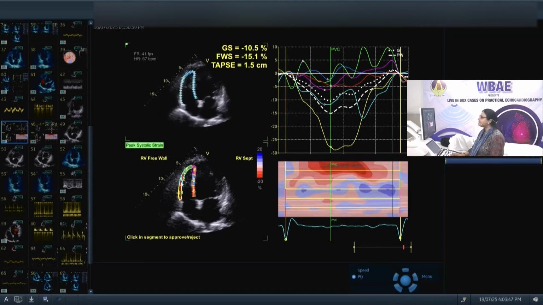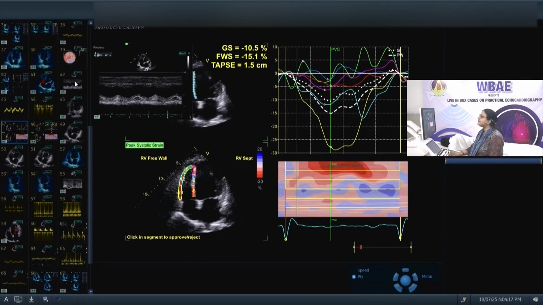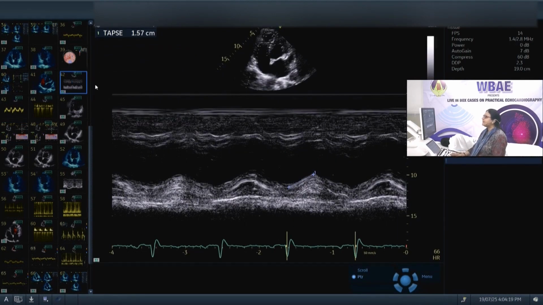Here you can see the RV global strain has come to minus 10.5%, with the free wall strain of minus 15.1% and TAPSE of 15, which shows that although the basal portion of the RV shows good strain, the mid and the apical portion and the free wall show reduced strain, which means that this patient has reduced RV function as well.